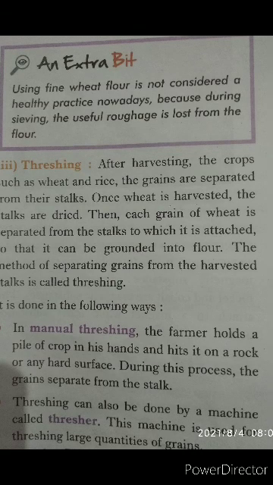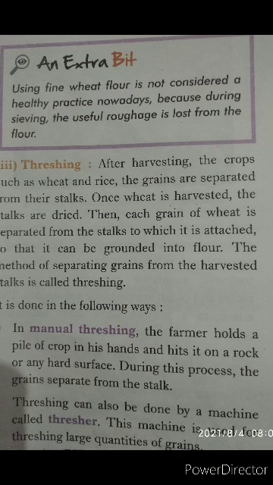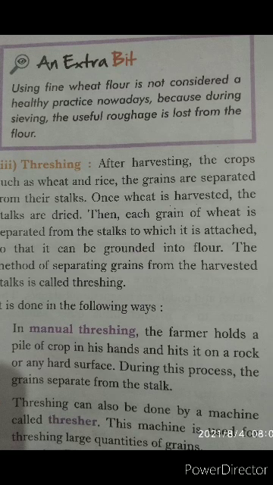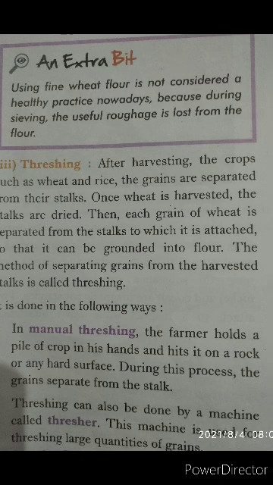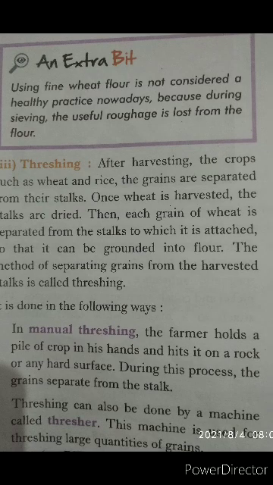Two types are there, we will see now. Okay, it is done in the following ways. In manual threshing, what is manual threshing? The farmer holds the pile of crop in his hand and hits it on a rock or any hard surface. During this process, the grains separate from the stalks. You can see the picture, manual threshing, just given at the bottom there.